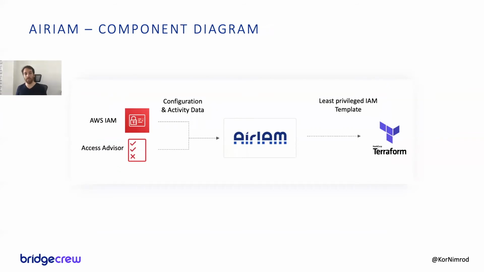So AIRIAM, this is a very simple component diagram. It queries data from AWS IAM APIs and AWS Access Advisor APIs, and it outputs the data.